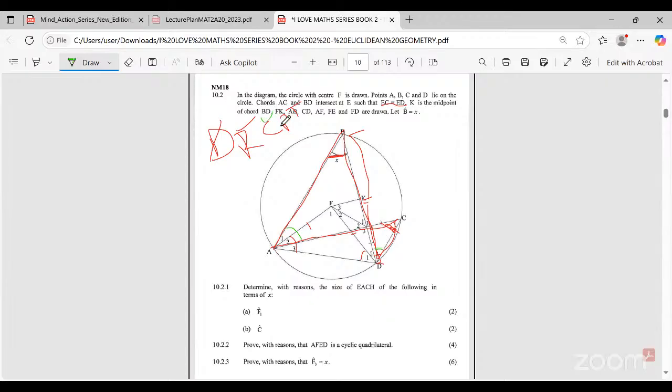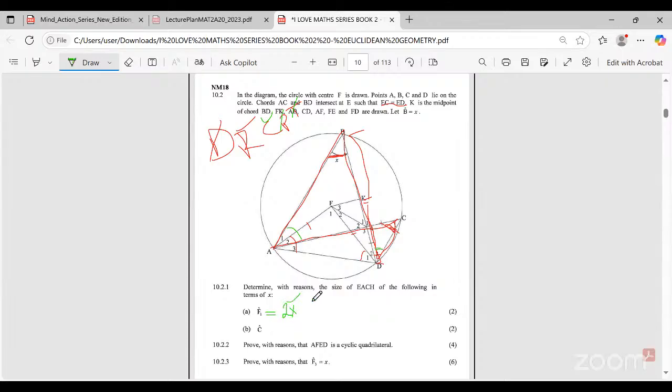Are there any parallel lines? No. Is there any tangent? No, sir. Then now let's dive into the questions. Determine with reasons the size of each of the following in terms of x. What is the value of angle F1? F1 is equal to 2x.